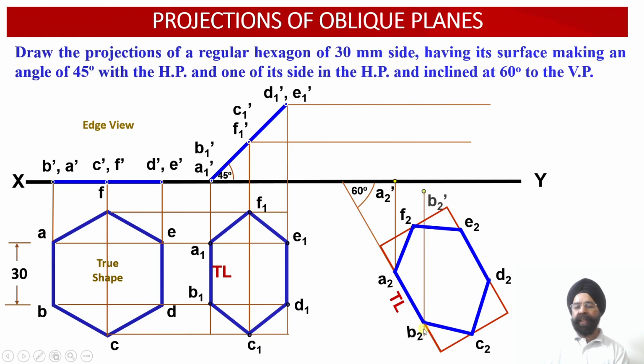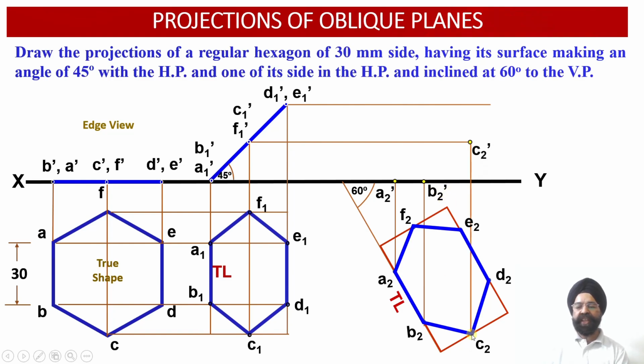Similarly, the vertical projector through B2 point has been extended upwards, and the horizontal projector through B1 dash point has been extended from left to right. Wherever the horizontal projector drawn through B1 dash intersects with the vertical projector drawn through the point B2, we have been able to obtain the front view projection corresponding to the point B2, that is B2 dash.